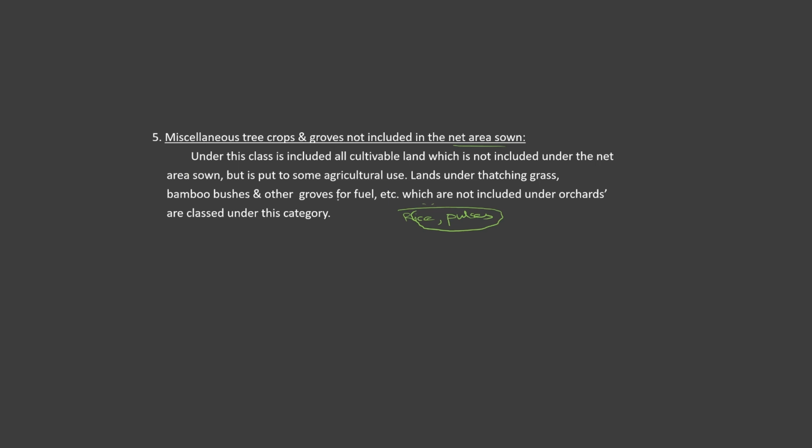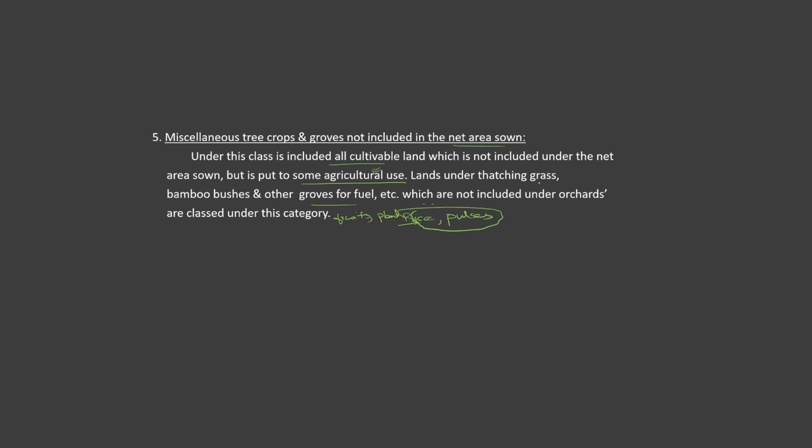So this may also include the groves for fuel or fruits or other plants, excluding the net area zone. Under this class is included all cultivable land. This land is also cultivable land, but it does not include the net area zone, but is put to some agriculture use. It is used for agricultural purposes, but not under net area zone.